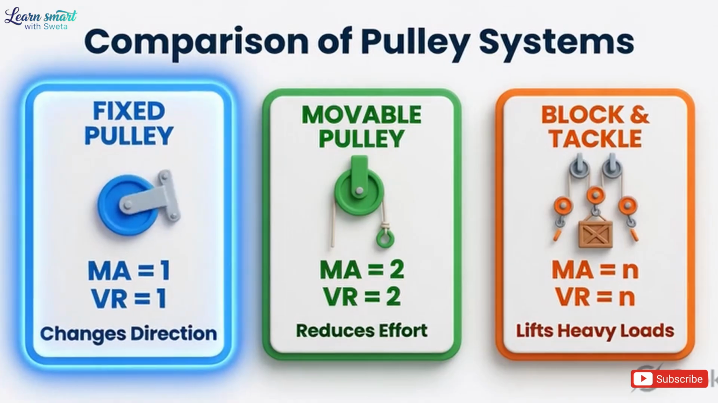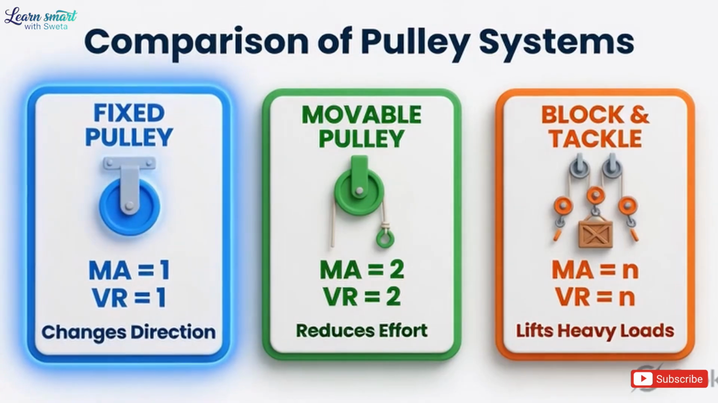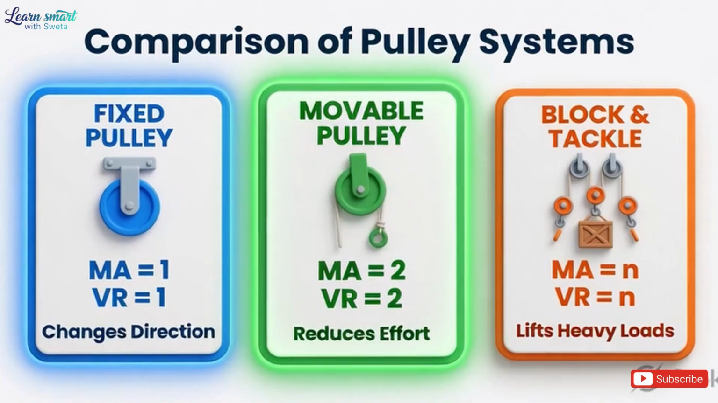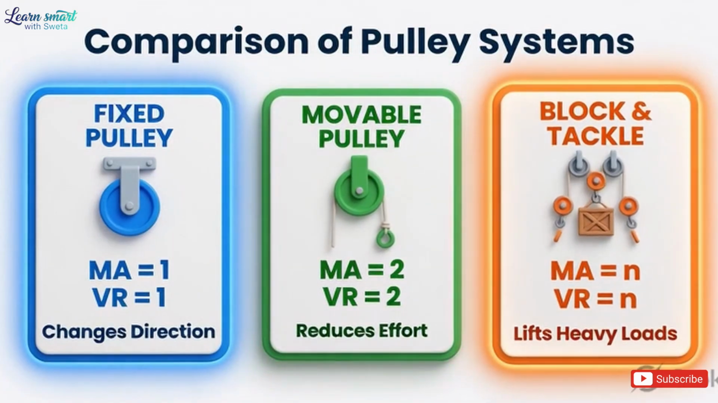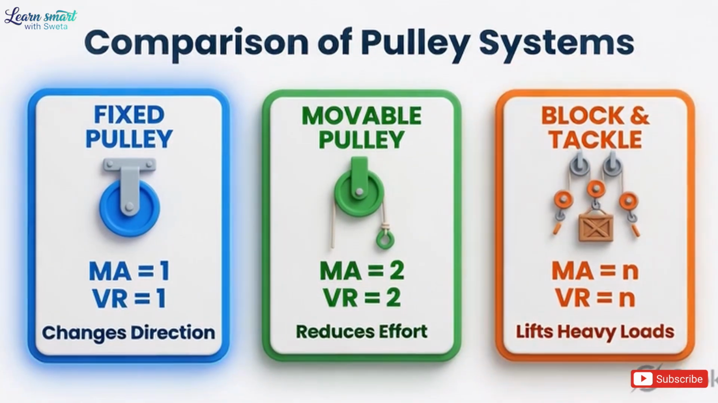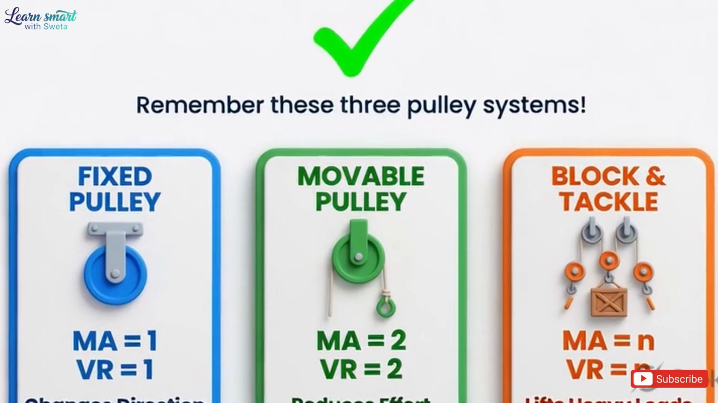Let's quickly revise. A fixed pulley changes the direction of effort. A movable pulley reduces the effort. A block and tackle system multiplies force using several pulleys. In every real machine, friction and pulley weight reduce mechanical advantage and efficiency, while velocity ratio remains unchanged. If you understood these concepts, the pulley chapter becomes extremely easy.